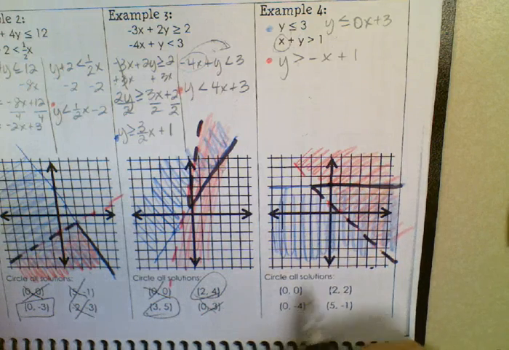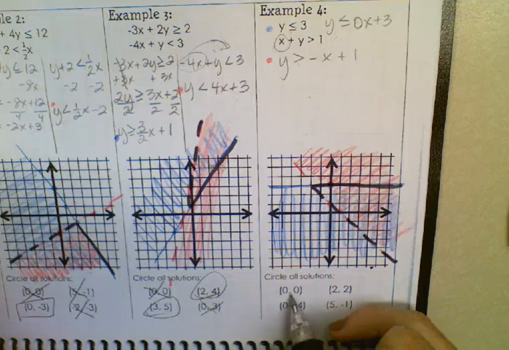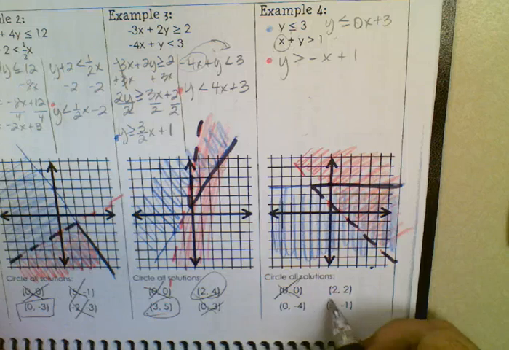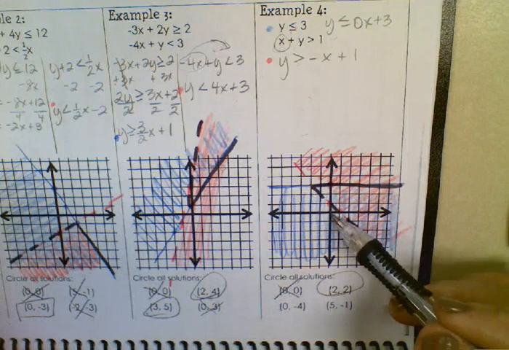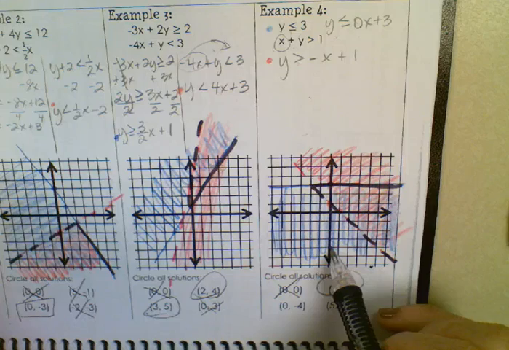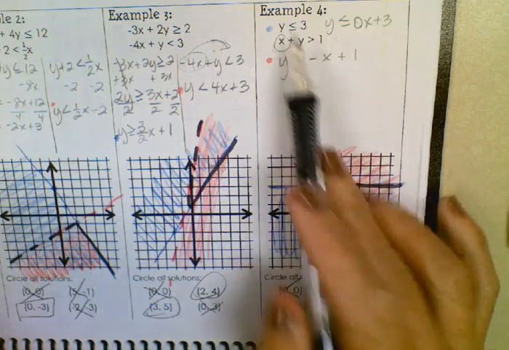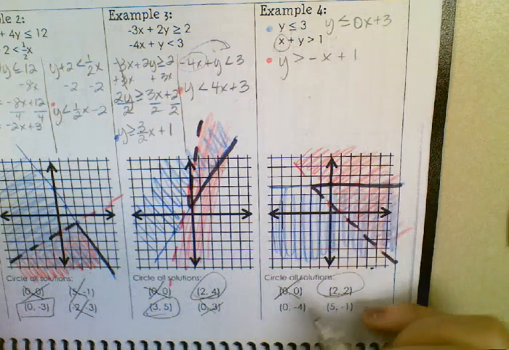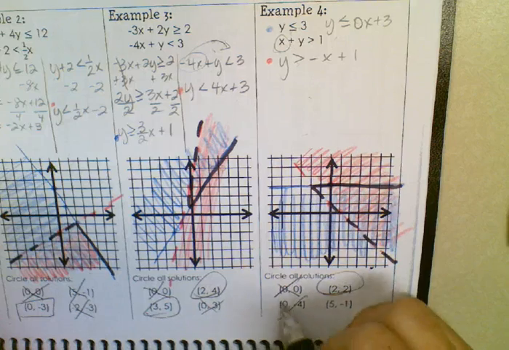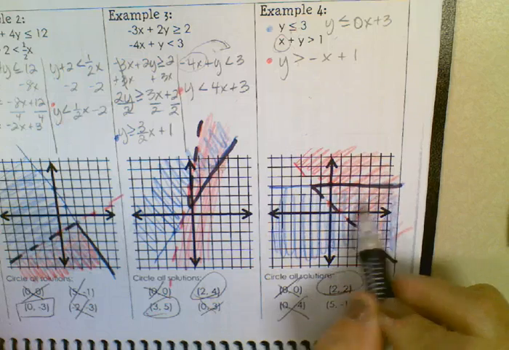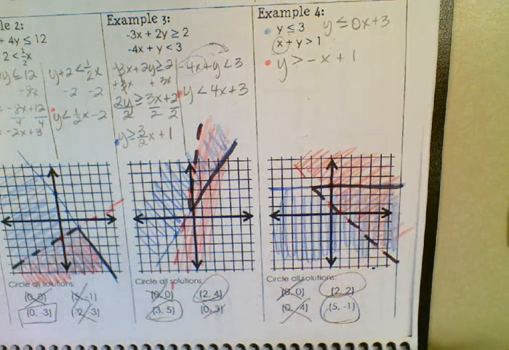So let's check our solutions again. (0, 0) right there is not in my solution region. (2, 2), 1, 2, up 2. That is in my solution region. (0, -4) is a solution for my y ≤ 3 line, but it is not a solution for the other, so that is not. And then (5, -1), 1, 2, 3, 4, 5, negative 1, that is in my solution region, so that is a solution.